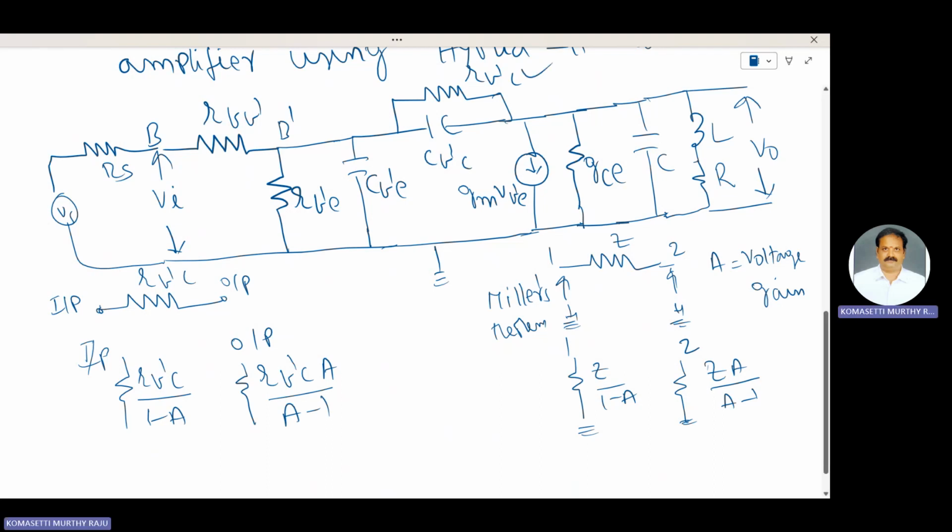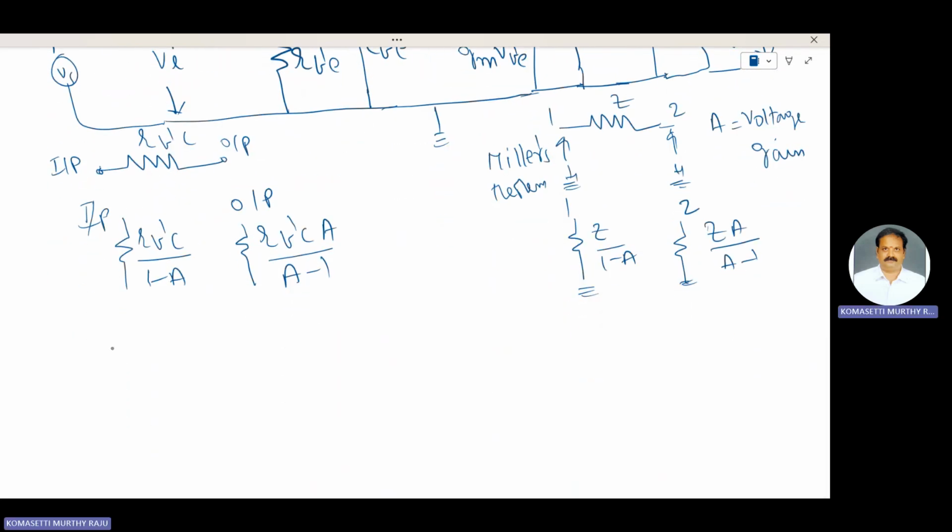RB'C is replaced with two resistances according to Miller's theorem. The RB'C is split into two resistances, one at the input side and another at the output side: RB'C by 1 minus A, and RB'C A by A minus 1.